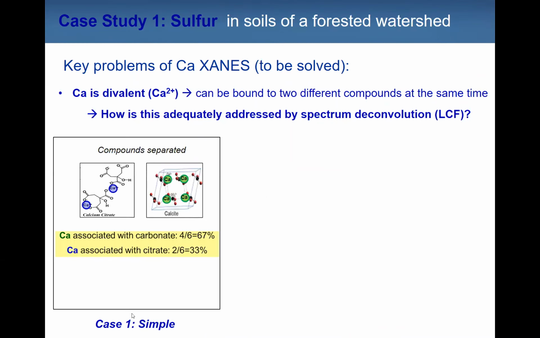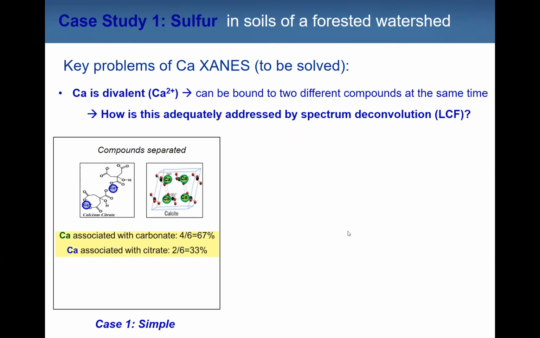For example, we have a simple case where we have calcium only bound to one partner. It is like if I give both my hands to my wife. No problem. LCF, and this is another person, a colleague of mine, who gives his hands to the carbonate partner. And LCF clearly can distinguish if I have 2 calcium ions here with citrate and 4 calcium ions here with carbonate. LCF will nicely report this.